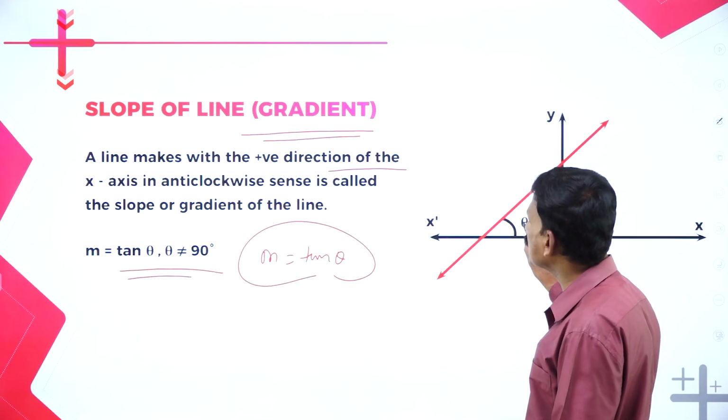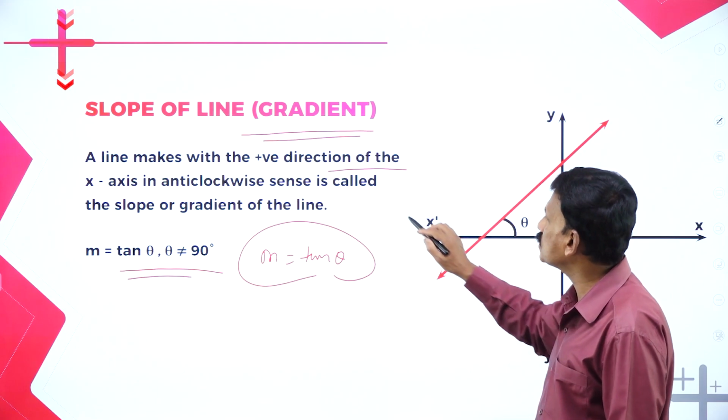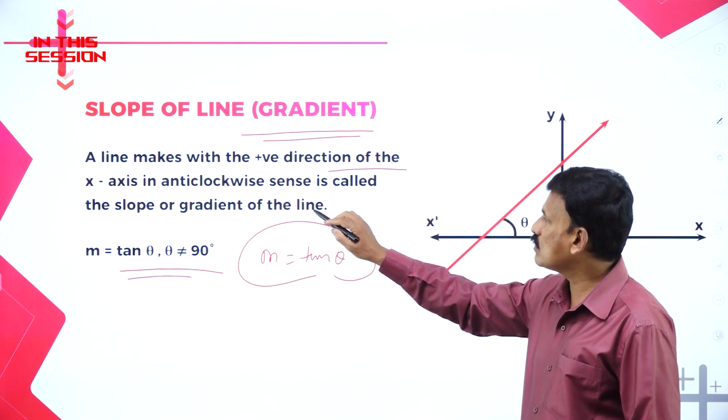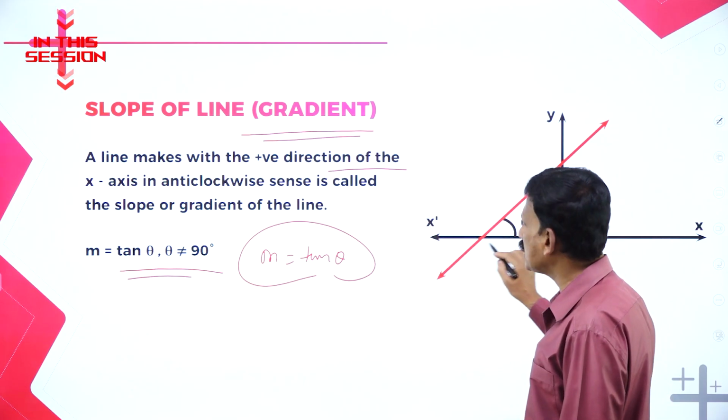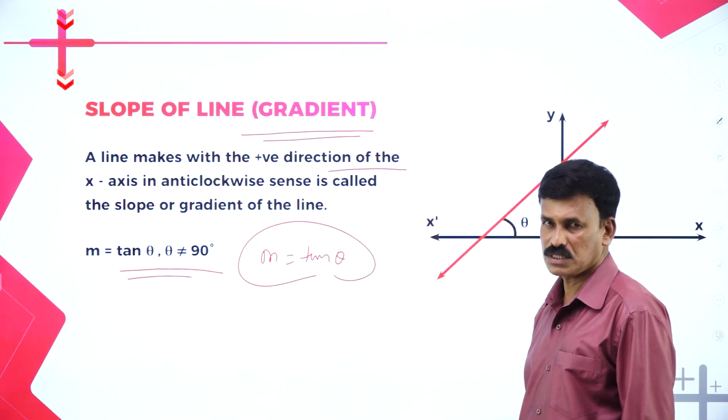Suppose a line makes an angle theta with the positive direction of x-axis, that is in anti-clockwise sense, it is called the slope or gradient of a straight line, denoted as m is equal to tan theta.